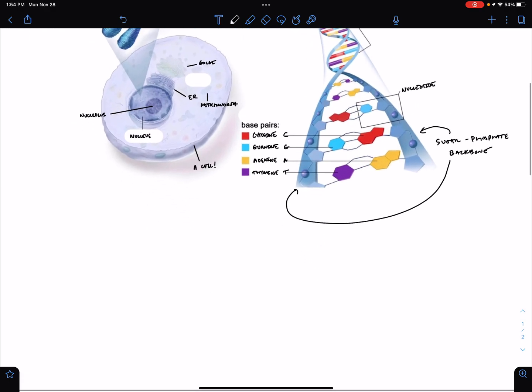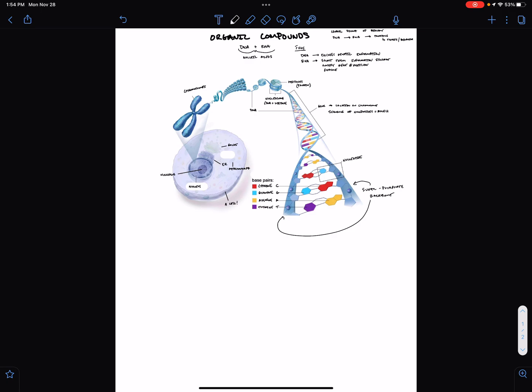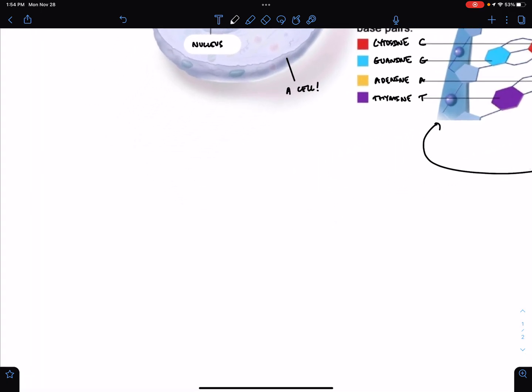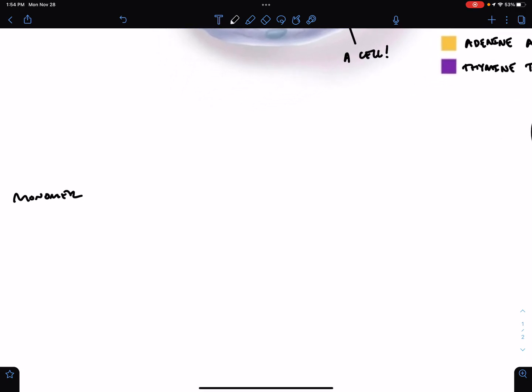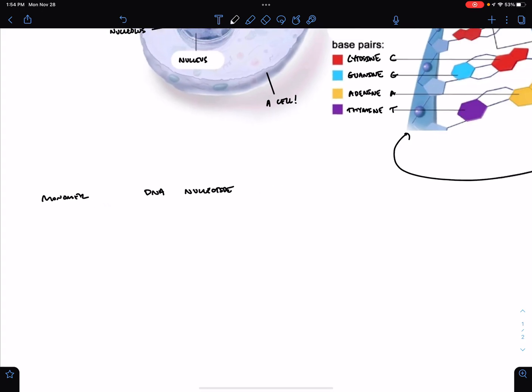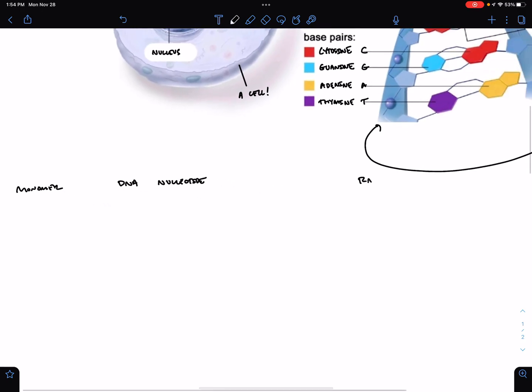And actually I think it's helpful to draw this out as well, which might be a little annoying, but I promise it'll be worth it. Okay, so our monomer. We're back to discrete monomers here. Our monomer of nucleic acid is both a DNA nucleotide and an RNA nucleotide.